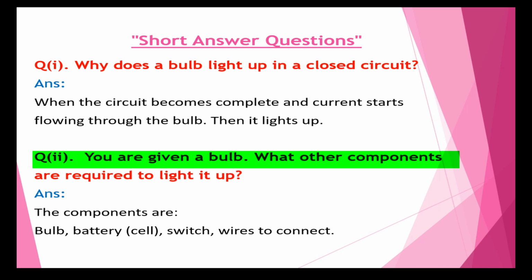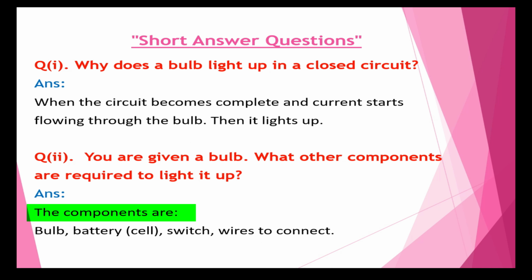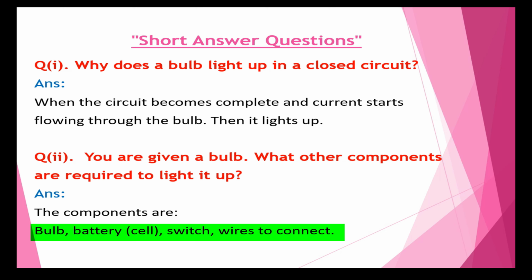Question number 2. You are given a bulb. What other components are required to light it up? Answer. The components are bulb, battery, cell, switch, and wires to connect.